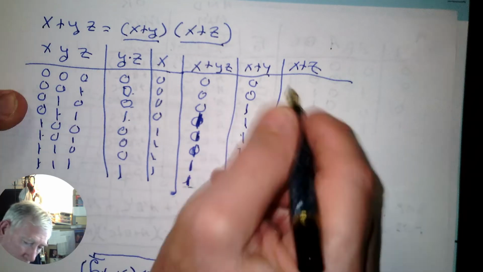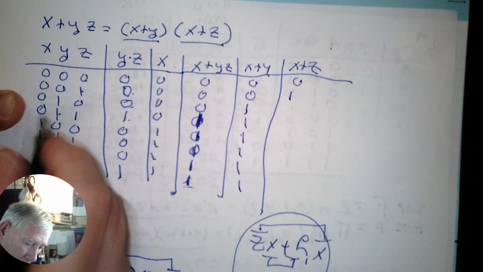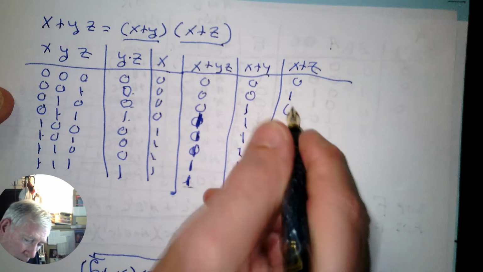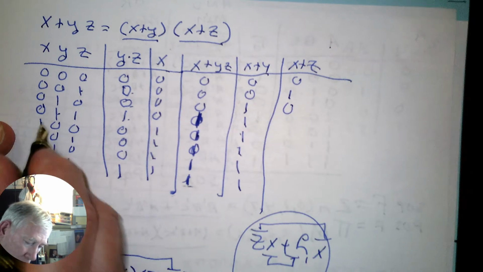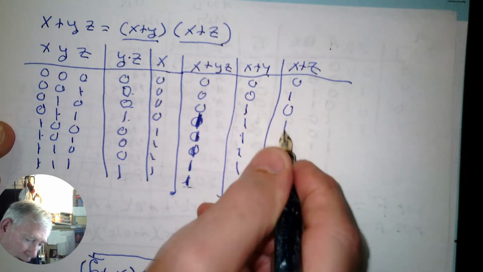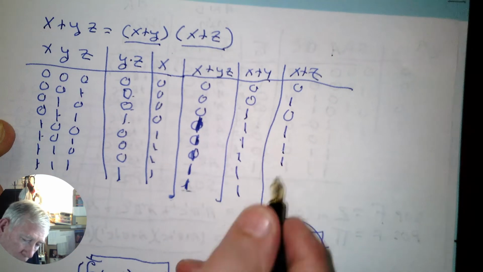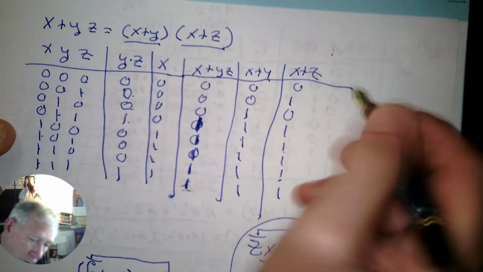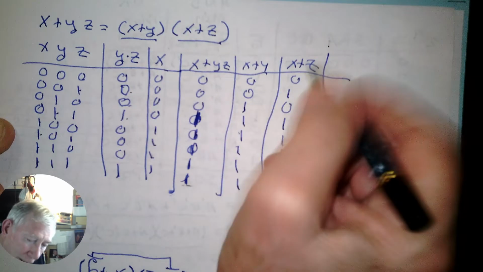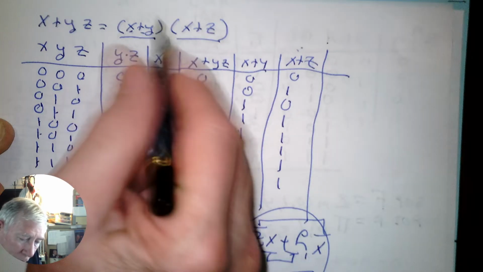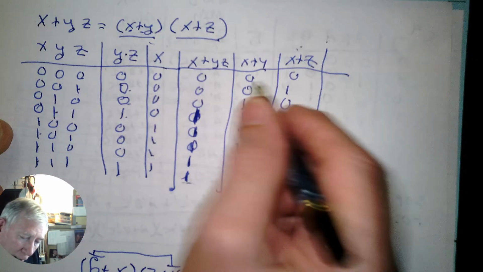So we have 0, 1. And then we have 0, 0, so that's a 0. And then we have 0, 1, so that's a 1. And then we have 1, 1, 1, 1. 1, 2, 3, 4. And then if we do the column where we AND these two columns, x plus y quantity ANDed with x plus z. So we're going to AND these two columns.